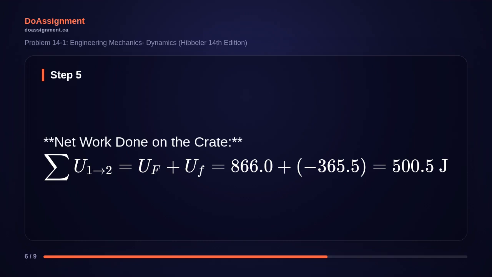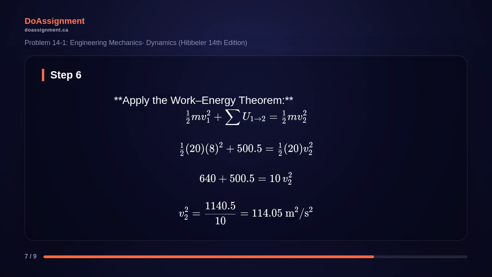The total net work done on the crate is 866 minus 365.5, which equals 500.5 joules. Applying the work-energy theorem, the initial kinetic energy is 1/2 times 20 times 8 squared, which is 640 joules. Adding the net work of 500.5 joules gives 1140.5 joules.